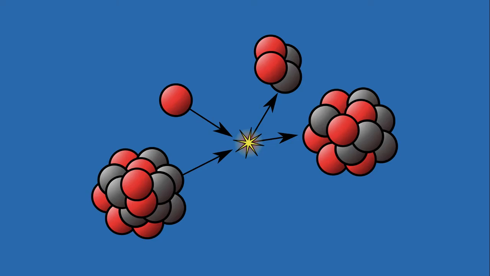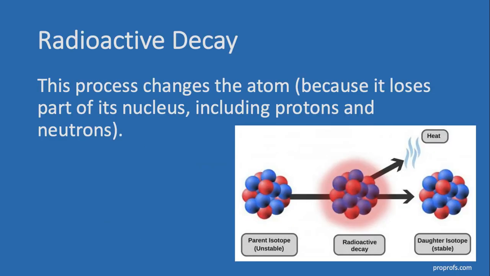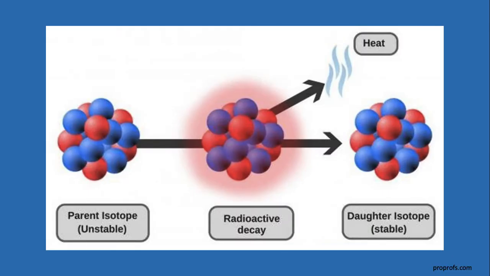There's an artist's depiction of that occurring. This process changes an atom because it loses part of its nucleus, including protons and neutrons. So the number of protons is what defines an atom, so it actually would become a different element. And the atom that it starts at, the unstable one, is called the parent isotope. Radioactive decay occurs, and then you have the daughter isotope, which is stable.